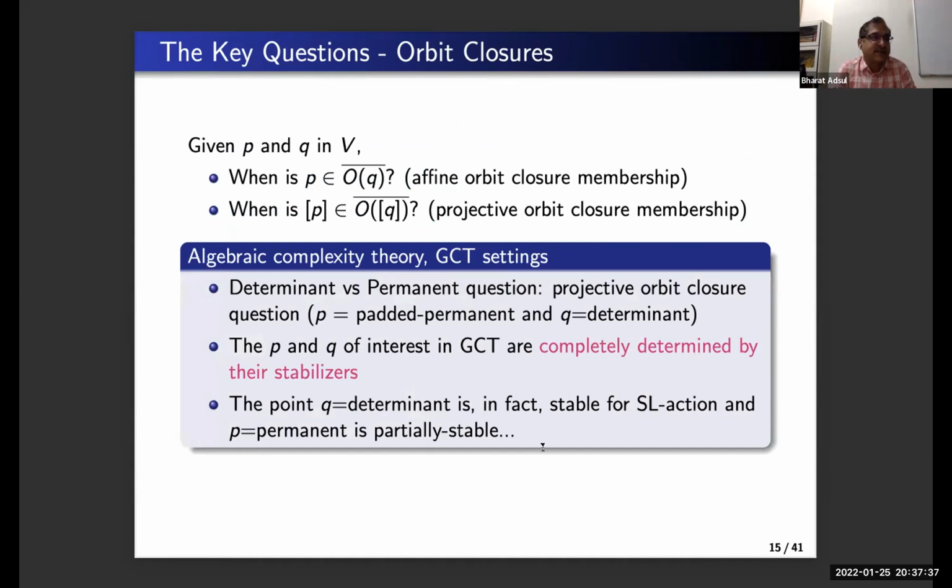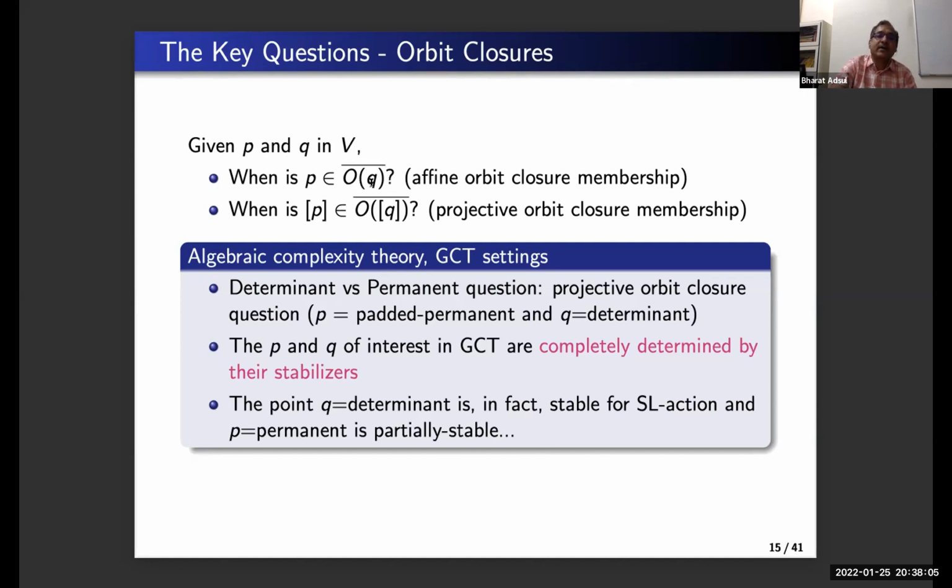So the central question that has been the focus is the question about orbit closures. I have a group G acting on a vector space V. That's fixed. And given these two points P and Q in this vector space V, what one would like to know, for instance, is whether the point P is in the closure of the affine orbit of the point.